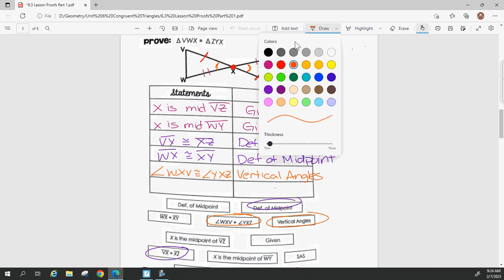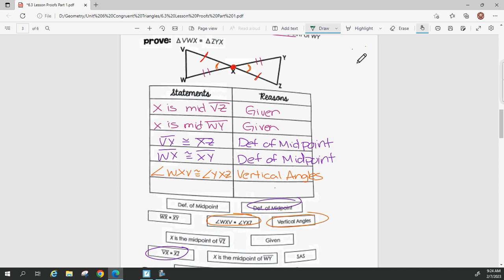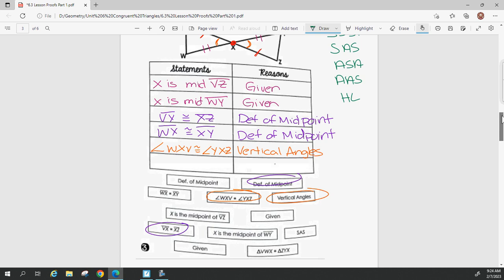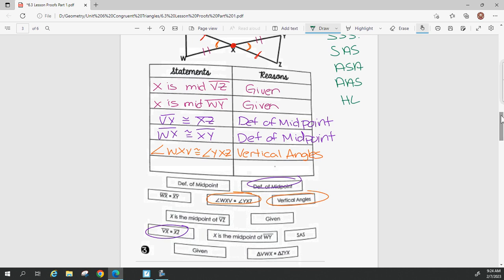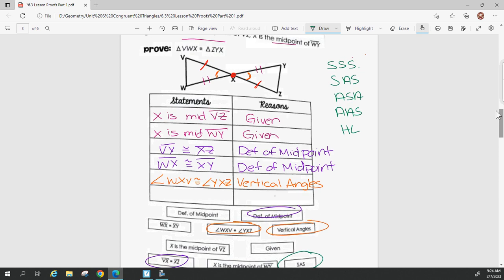And so I realized I didn't do this at the beginning, but we can look here and decide which of our options we have. And you can see down here in our bank, there's only one option. We have side, angle, side, because we have two pairs of congruent sides and the angles in between them that are congruent.